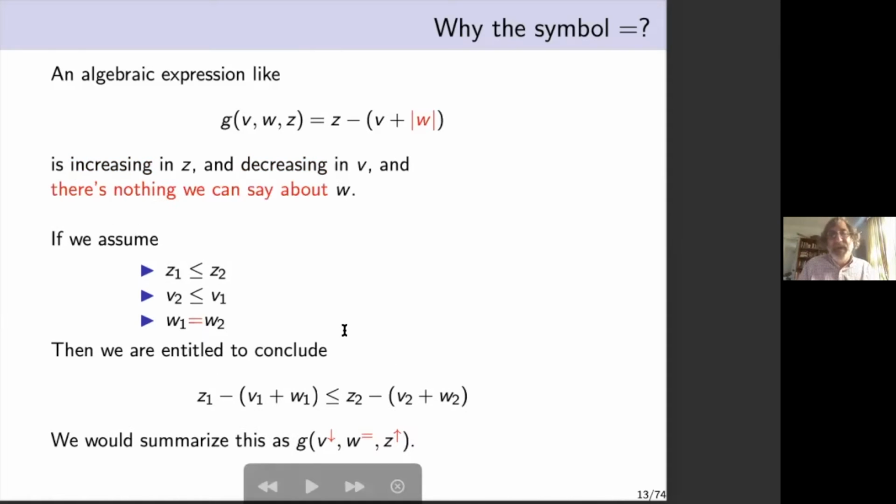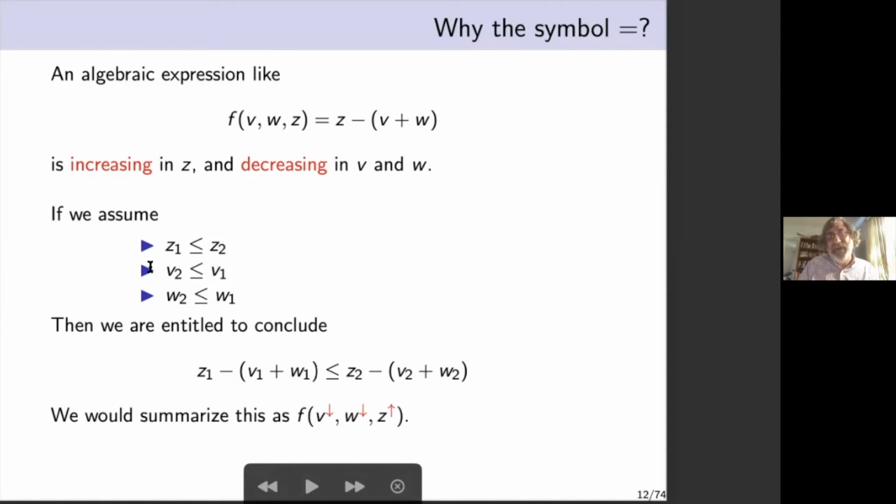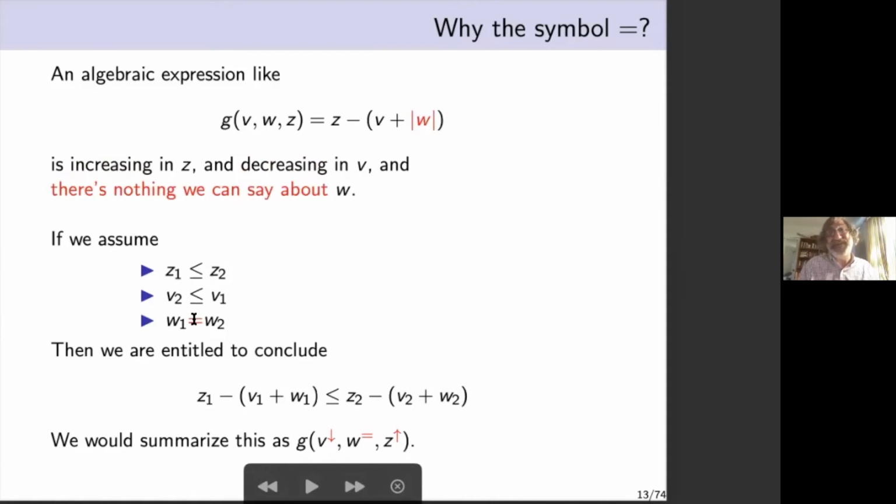Now, if I had an absolute value here, like this absolute value of w, there's nothing I could say here. And I would want to make a parallel kind of statement. The best I could do would actually be to insist that they're the same. So the only way I could get a true statement out is to put equals here. If z1 is less than z2 and v2 is less than v1, and the w's are the same on both sides, then, and kind of only then, could I conclude this inequality here. So that's what this equals means on these.